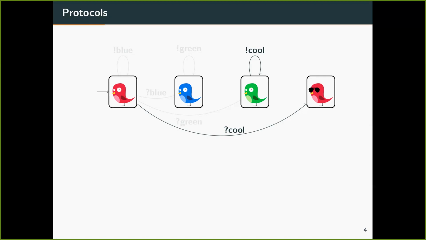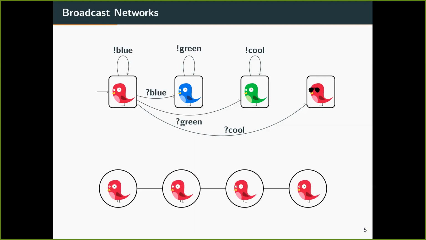To mention who exactly receives a message, I have to specify some sort of communication topology between the agents in the network. So this is what I do now. In a broadcast network, along with the protocol of the above form, we are also given some graph. We are given any graph on some number of nodes. So in the example here, we take the path graph on 4 nodes.